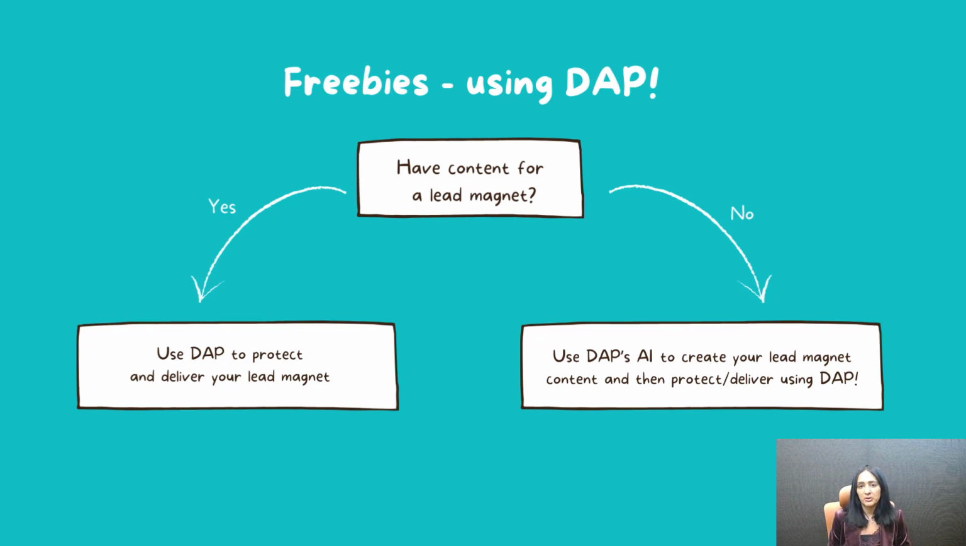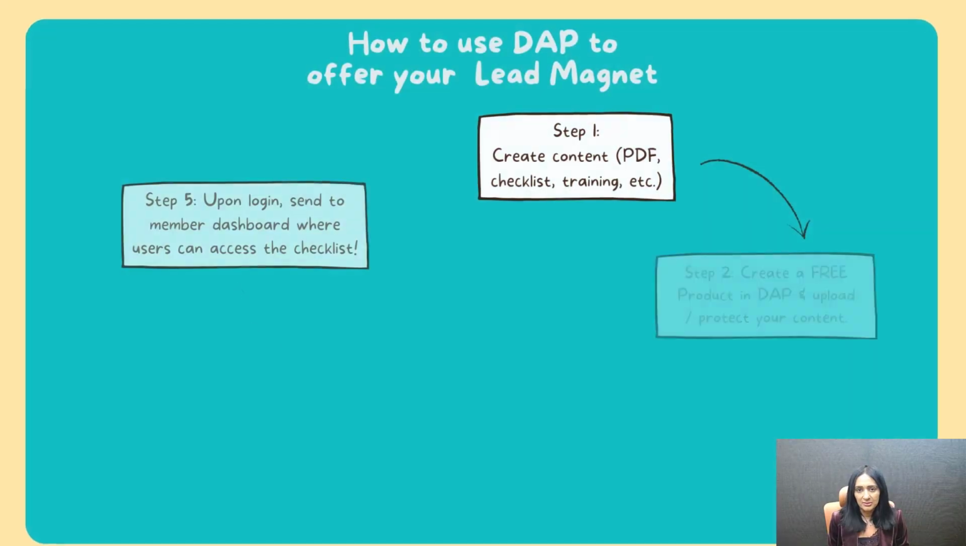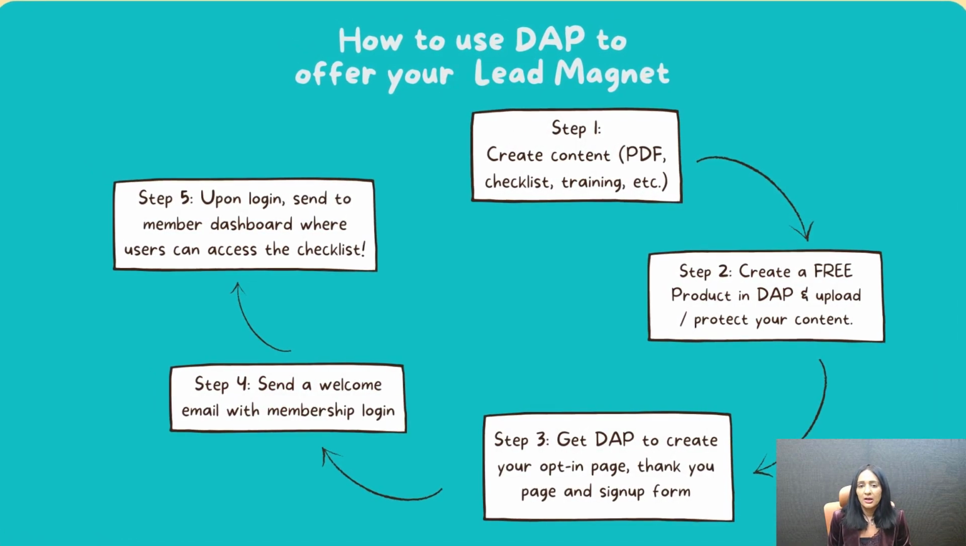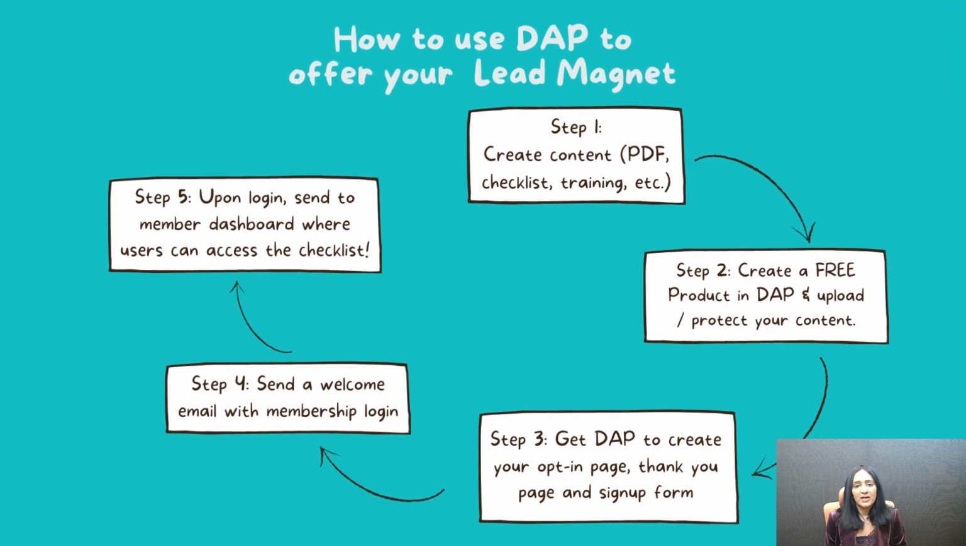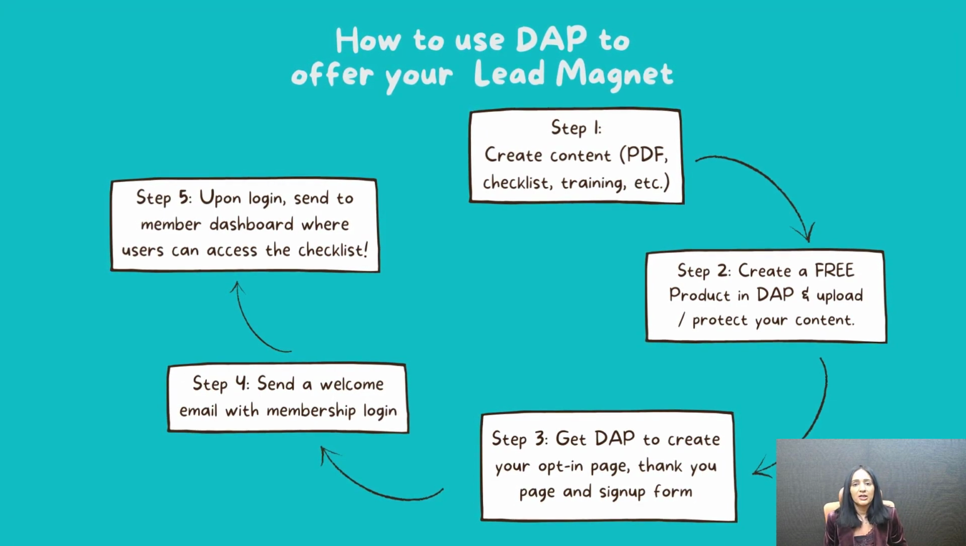And another thing I'm going to show you is say that you don't yet have a lead magnet, right? And you want to create a lead magnet. How you can use DAP to actually create your lead magnet. DAP also has this feature where it can use AI to create your PDF report. So you don't even have to create it manually. DAP will create it for you. Let me show you how you can take your free content, productize it, and offer it from DAP.